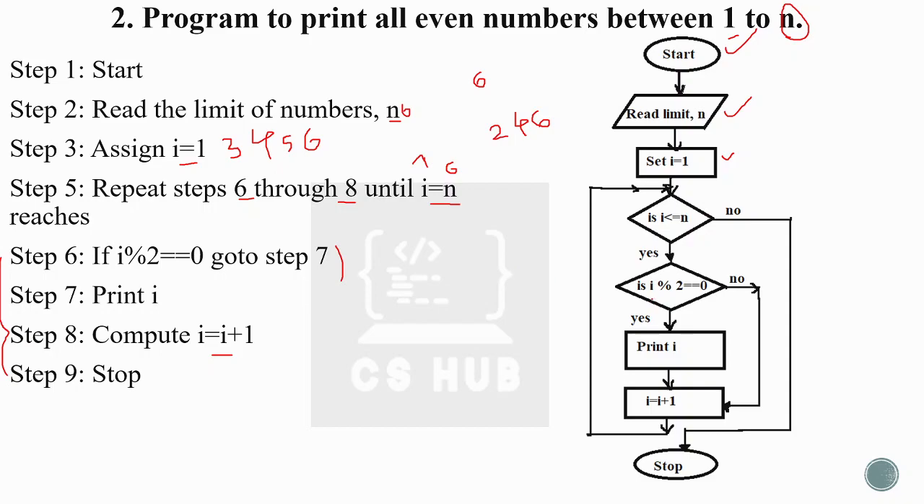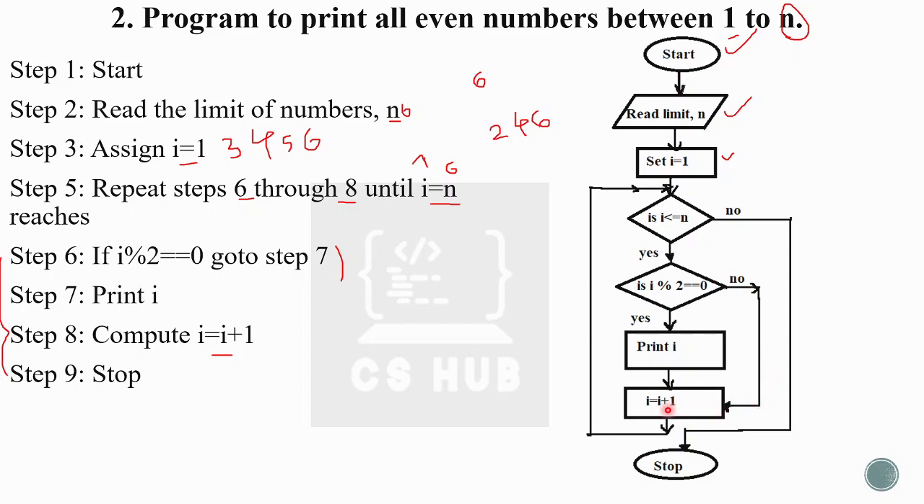If I % 2 equal to 0, then we print I. After that we increment I. Then if it is no, we won't print I, but we just increment I. If I % 2 equal to 0 is not true, which means there is a remainder, then skip to just increment I.